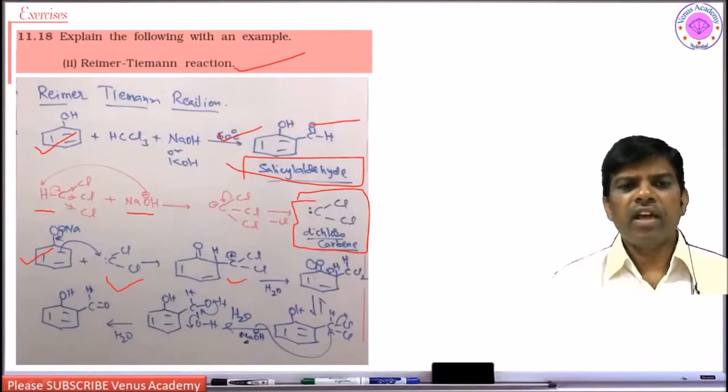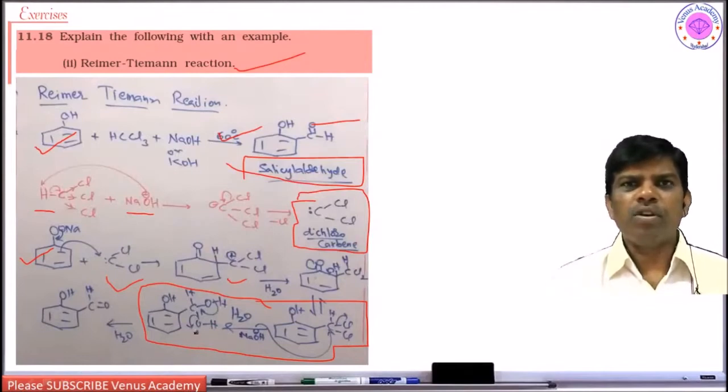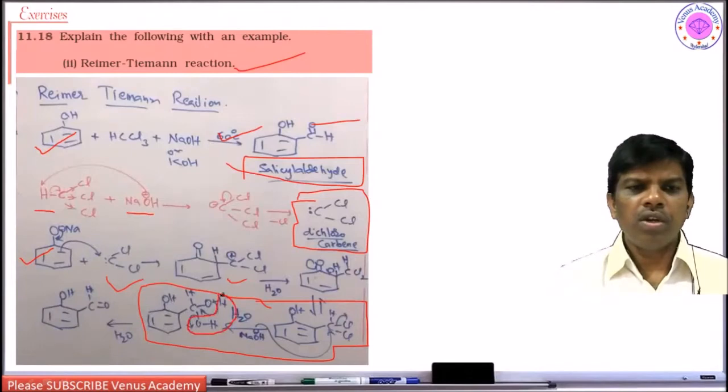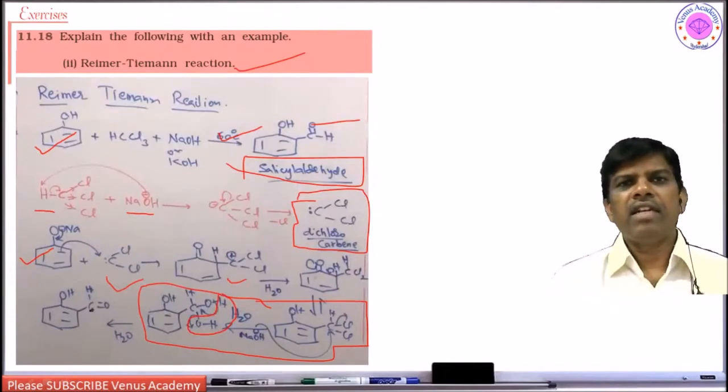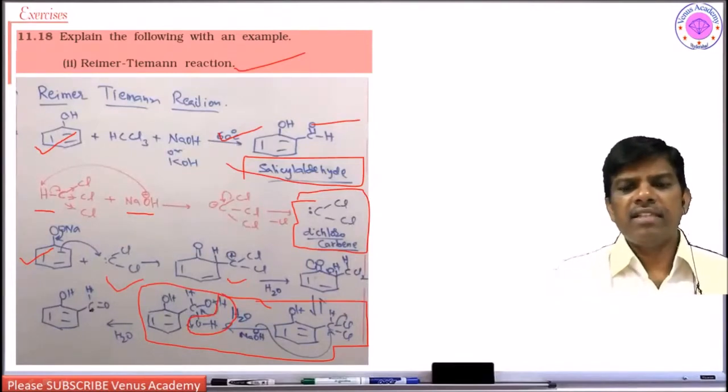This dichlorophenol step, usually you are not going to find in most of the textbooks or reaction mechanism books. So this dichloro compound takes up a water molecule or undergoes hydrolysis to give a dihydroxy compound. The gem diol is going to lose a water molecule to give the aldehyde. So that is how you are going to get salicylaldehyde.